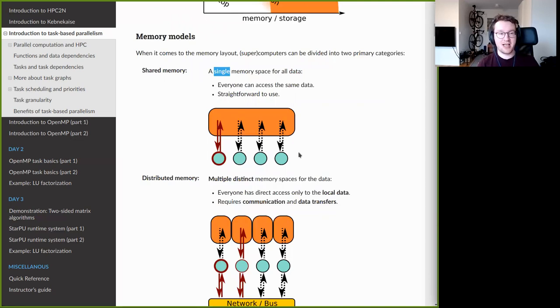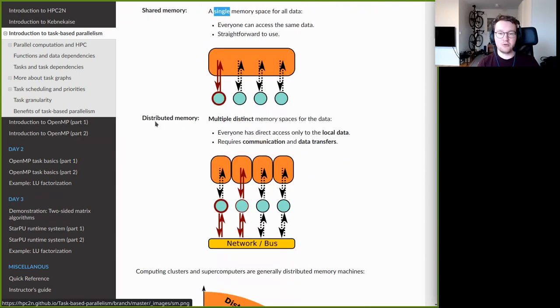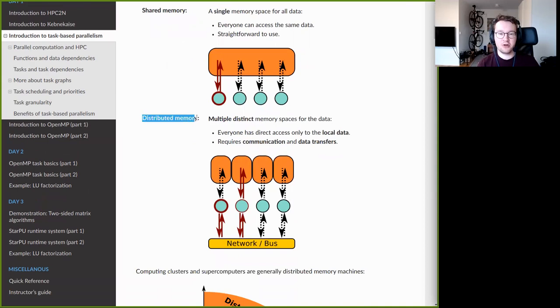access to. And this makes it very easy to implement because you will just, in most cases, go and access the data. There is nothing else going on there. But then when you move to a more complex situation, you will discover a distributed memory system. And in this case, we have multiple distinct memory spaces for the data. And usually each CPU core or CPU might have its own memory allocated for it. Or in this case, it would be one node that has its own memory.